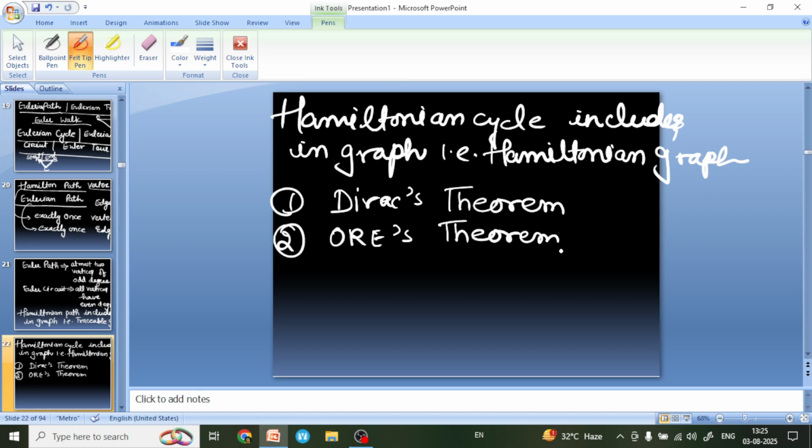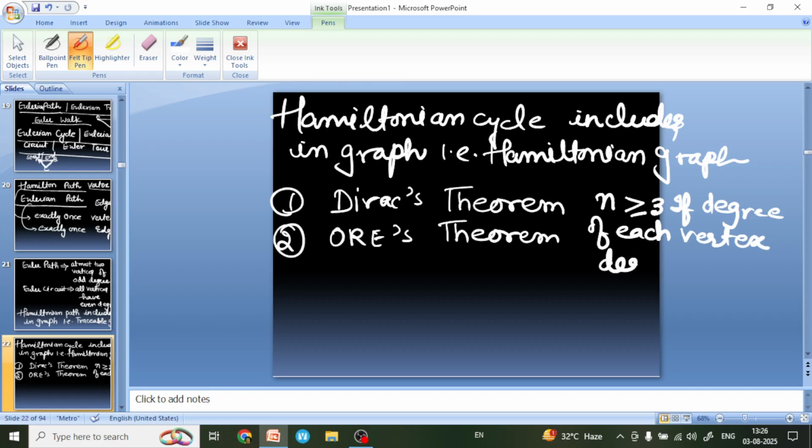Dirac's theorem: if the graph is a simple graph with n vertices, the condition is n greater than or equal to 3, and the degree of each vertex must be greater than or equal to n divided by 2.